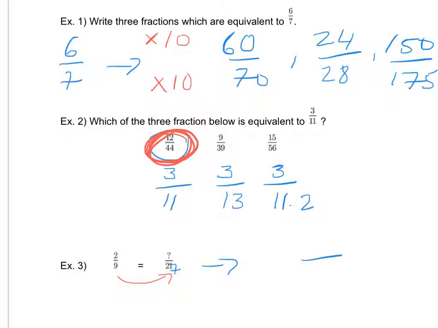So if I multiply the bottom by 3, I have to multiply the top by the same thing. That's what equivalent fractions are: the top and the bottom multiplied by the same number. So 9 goes to 27 by multiplying by 3, so I have to multiply the top by 3 as well. So 6/27 is the same as 2/9.